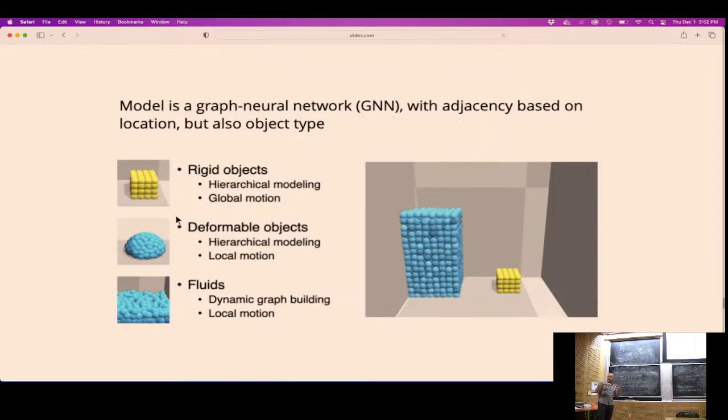and he would add the edges in the graph based on not only the location of the particles relative to each other, but if they were particles associated with a rigid object, they would have a different graph topology and a different set of edges that would somehow impose the rigidity. If they were deformable, if they were fluid, they all had slightly different underlying elements.